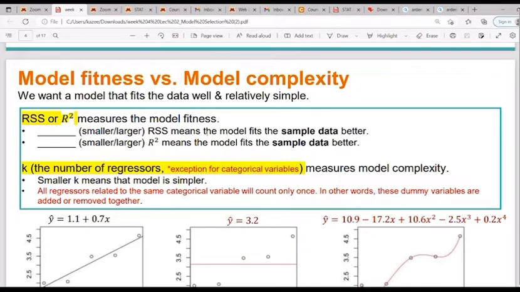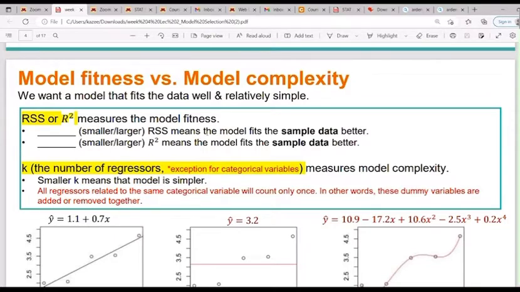But let me tell you this. We normally want a model that will fit the data well, and at the same time, the model probably has to be relatively simple. When we're talking about model fitness, we have two criteria that measure it and that we use in statistical analysis to validate our model. We have the RSS, the residual sum of squares, which is actually the unexplained variation. If I really want to tell how poor or how good my model is, I need to look at the residual sum of squares.